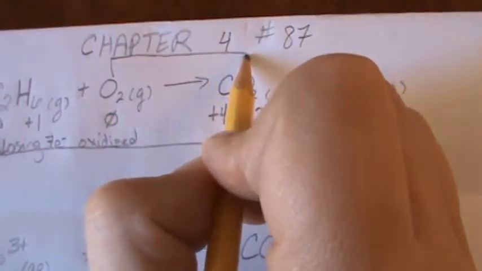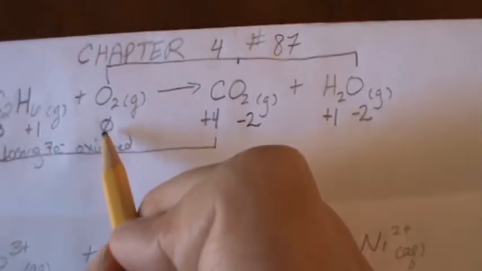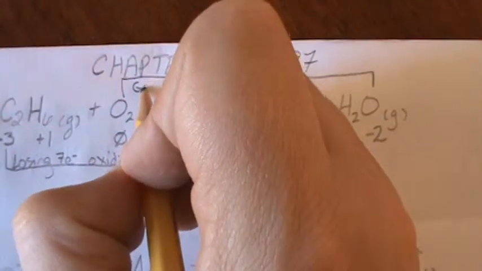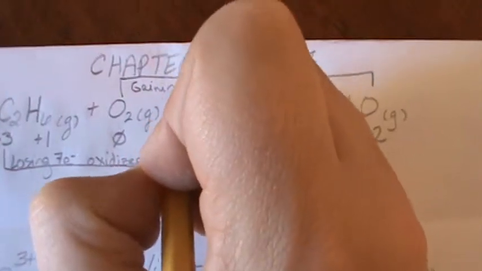Now let's take a look at our oxygen. There's oxygen in 2 places. It goes from 0 to -2, so it's getting more negative, which means it is gaining 2 electrons. We don't look at all of them, we just look at 1 each, so each oxygen is gaining 2 electrons.